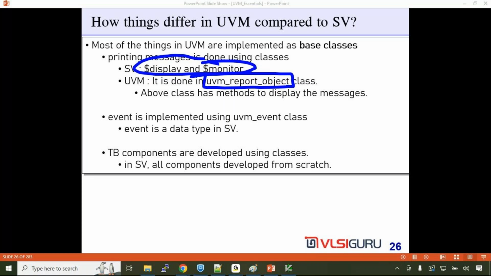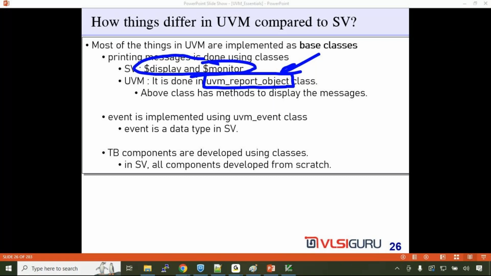See what $display will do. It prints every message, right? $monitor also prints every time step whenever things change. But with this UVM report object class, there are some controls where you can decide which message should be printed and which should not. Because of that, you have fine control over messages. Now, for the projects that we are working on in the institute, you will not really see any big difference here.